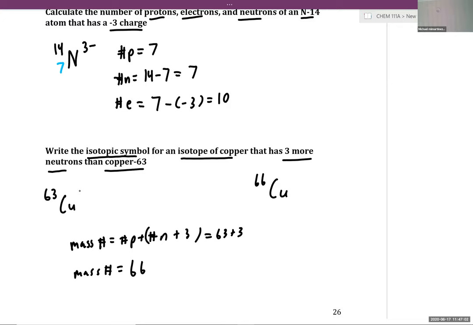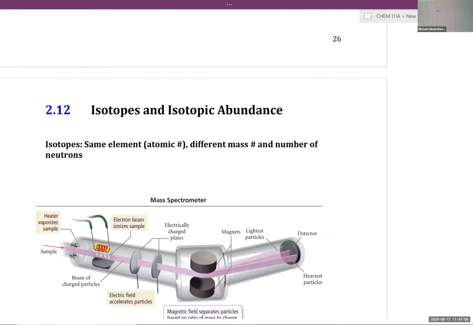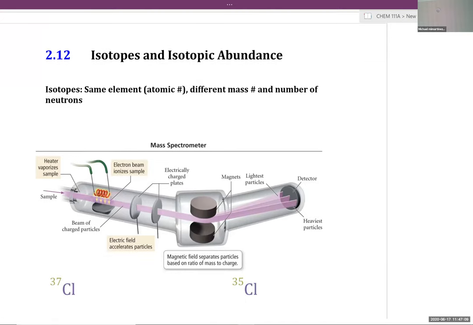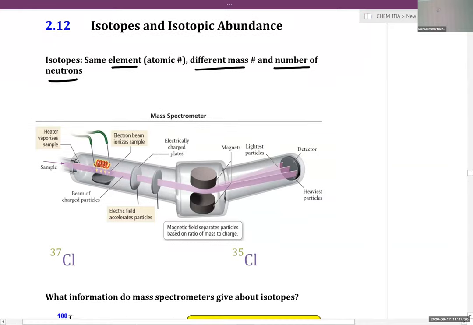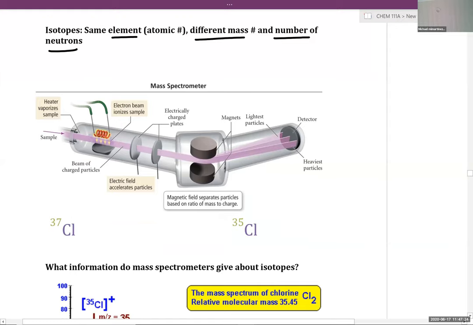So let's keep going now, and let's talk next about isotopes and isotopic abundance. So isotopes, as we established, are the same element with a different mass number and number of neutrons. Okay, so here we have a mass spectrometer. And quite simply, what a mass spectrometer does is it measures something really simple: the mass to charge ratio of atoms and molecules.